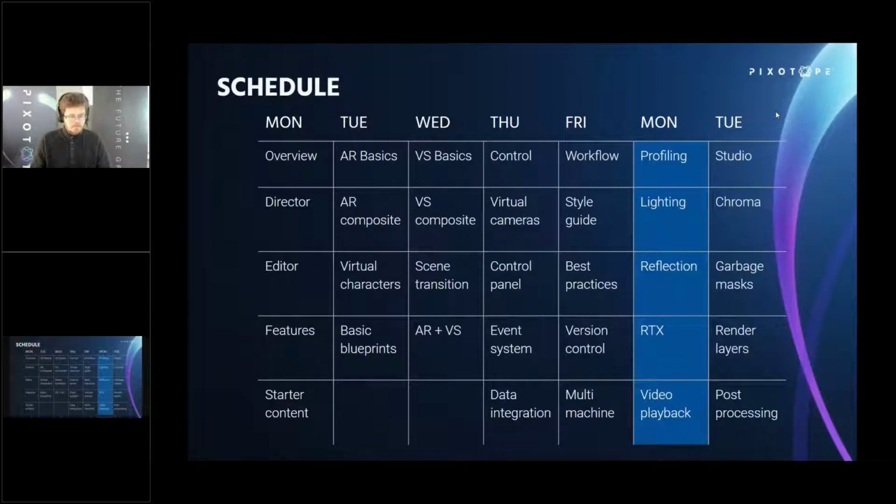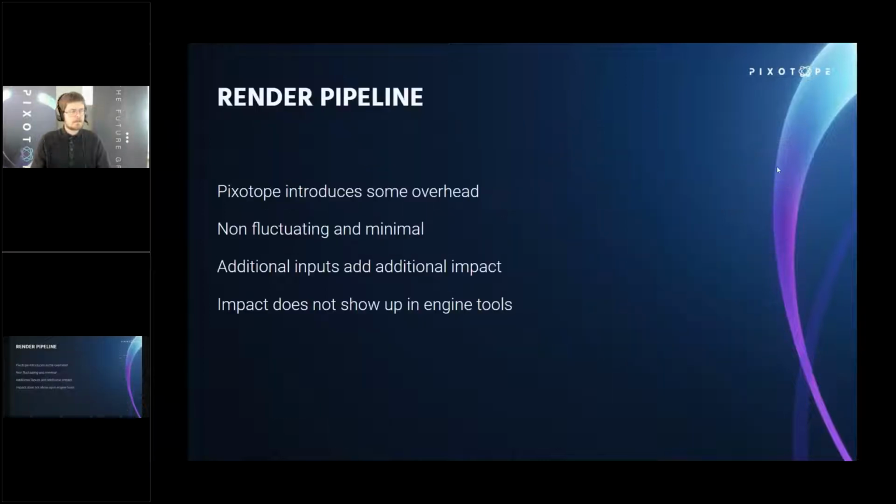So we are going to start today off with a cursory glance at the Pixeltope render pipeline and what implications it has for our performance. We're going to move on to some look dev. We're going to look at best practices in terms of lights, baking lights, as well as setting up reflections. We are going to then transition over to ray tracing, video playback, and finally wrap it up with a practical use case of optimizing a poorly performing set. So on that note, let's dive right into it and take a look at the Pixeltope render pipeline.